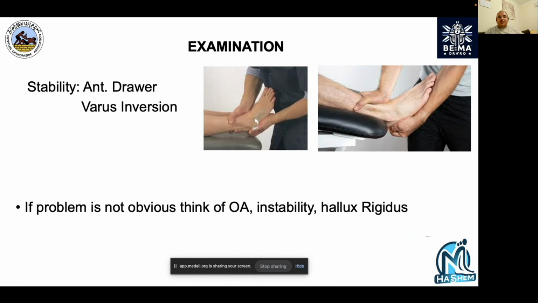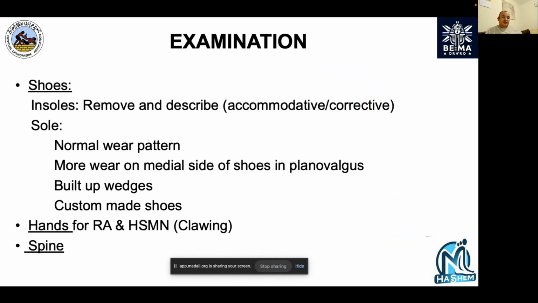If you cannot see any problem, you have to think about something subtle that is not clear in your clinical examination, which could be osteoarthritis, instability, or hallux rigidus.